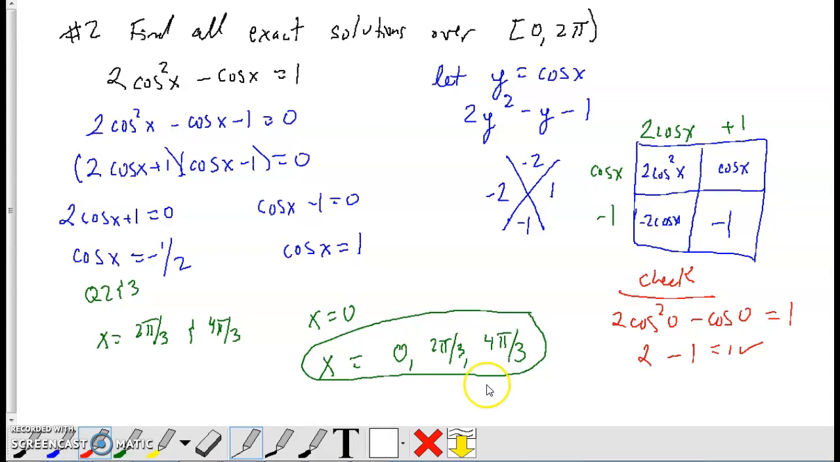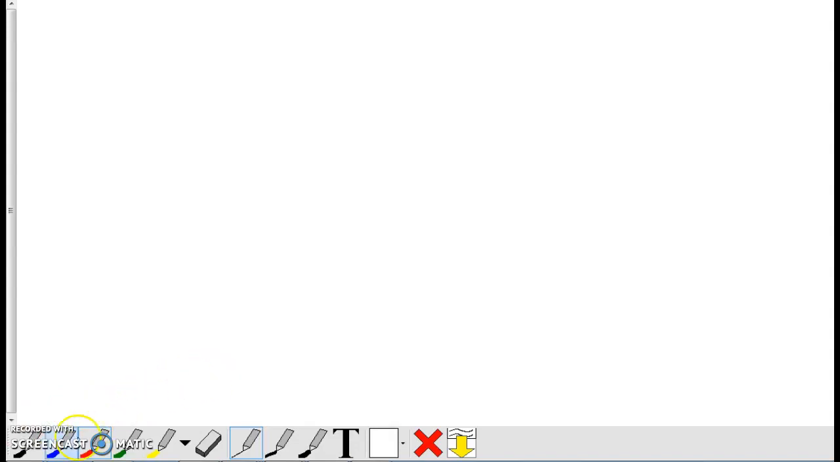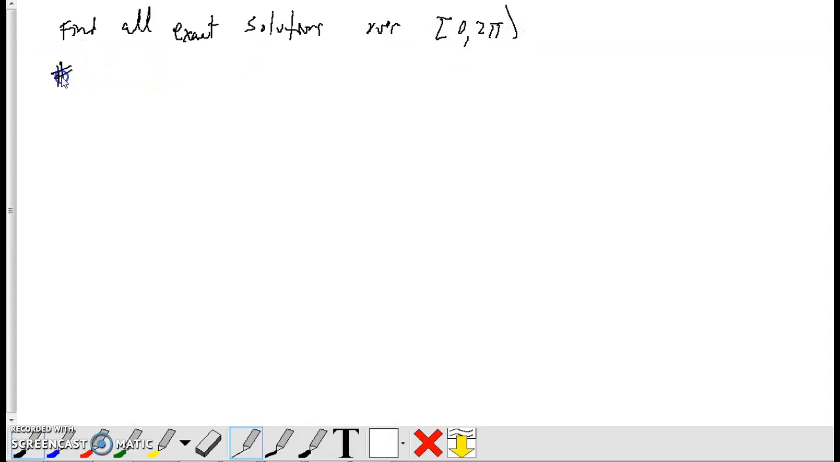Okay. Let's go ahead and try another one. So let's do the same thing. Let's say find all exact solutions over 0 and 2 pi. So this will be number 3. Sine squared of x, cosine of x is equal to cosine of x.